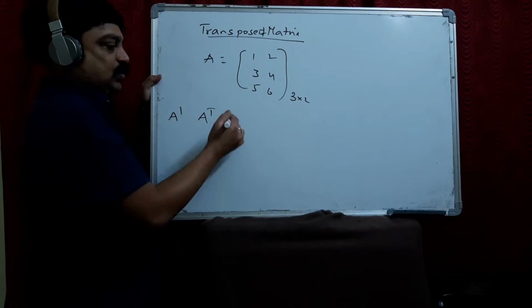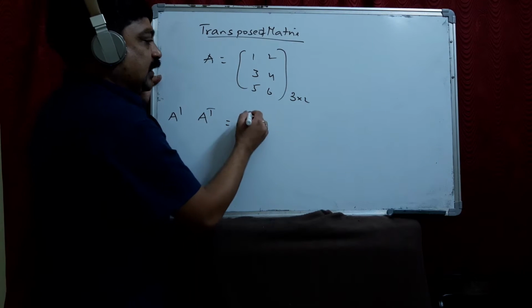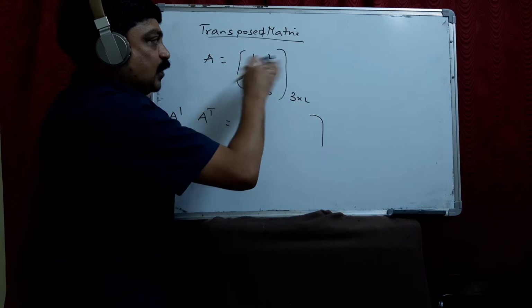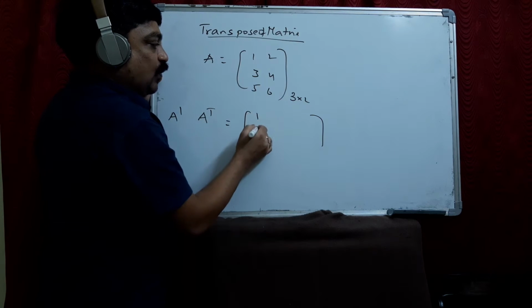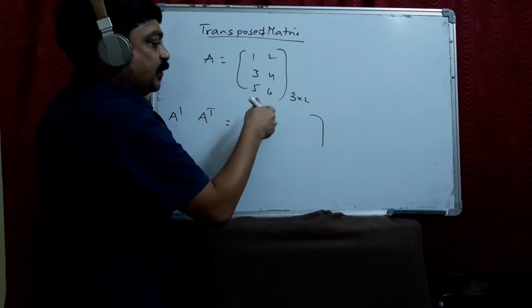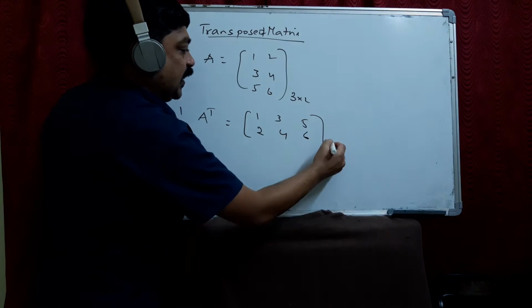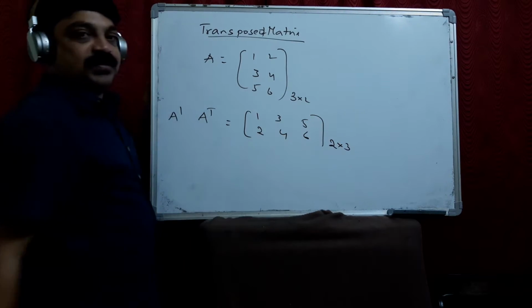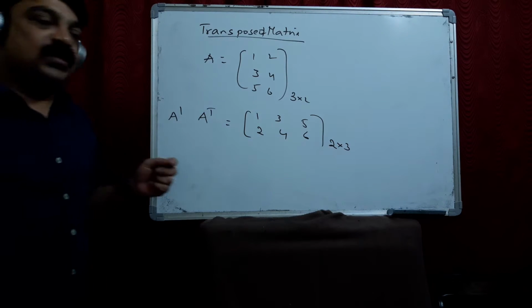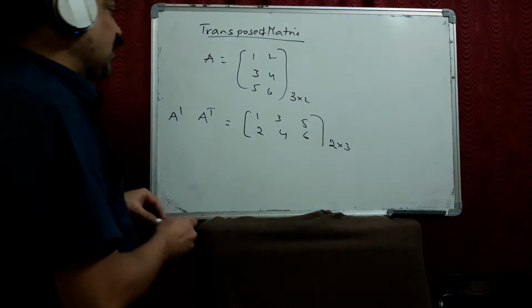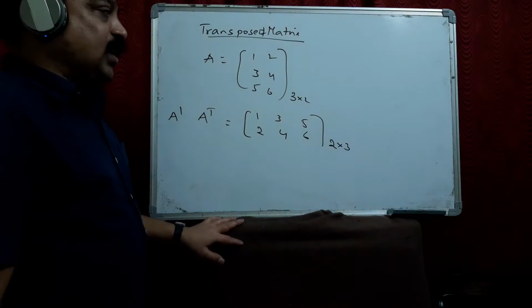Both are A transpose. It is given by the rows becoming columns and the columns becoming rows. See, 1, 2, this row became a column, 3, 4 and 5, 6. And here it became 2 rows and 3 columns. So the elements will interchange. The elements of the rows will become the elements of the columns, and the elements of the columns will become elements of the rows. This is called the transpose of a matrix.